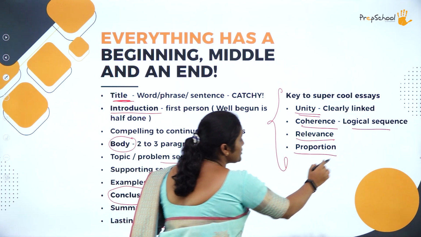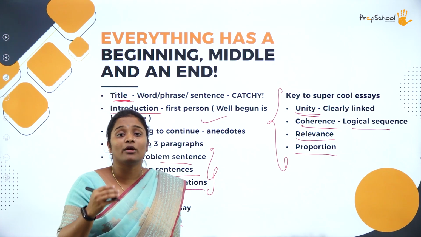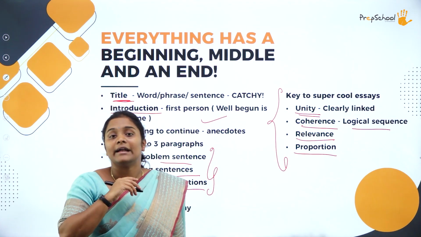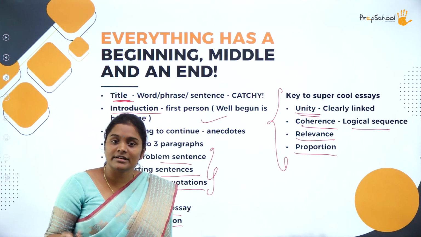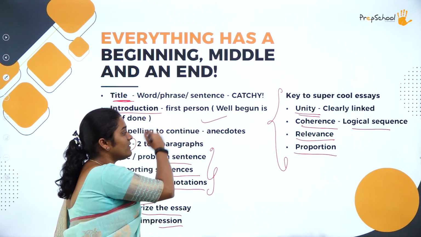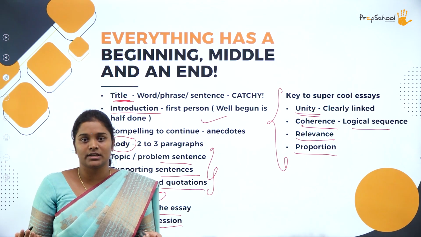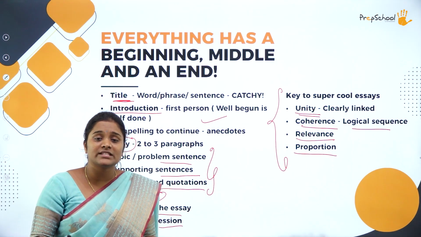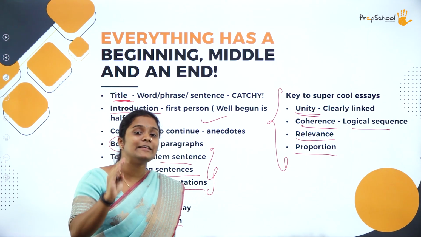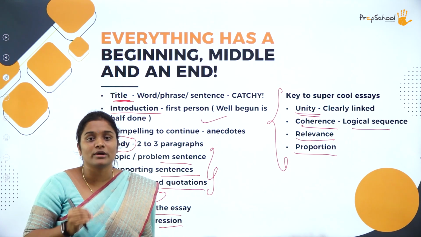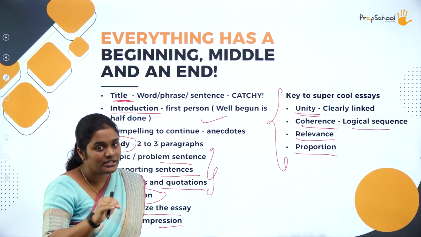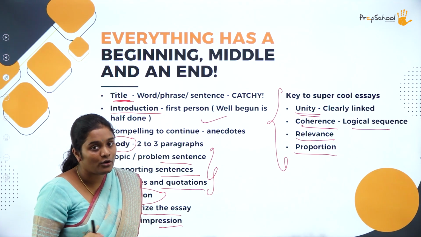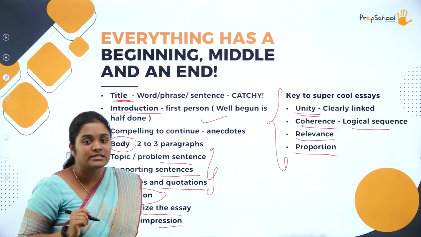Then proportion. See what is the important thing that you have to include and discard all the unnecessary things that you have written. Once you write down, you will definitely have rough sketches, right? So when you have the rough sketch, discard all the unwanted things and keep whatever is required, whatever is relevant, in a logical sequence, and have unity. Be clear about your linkage between the topics.